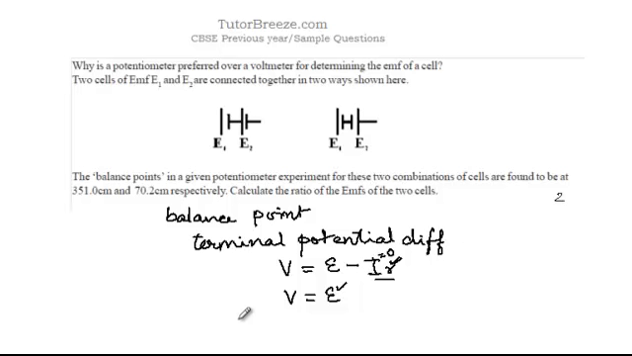But when you are using a voltmeter, then you cannot measure the voltage across a cell unless some current flows through it. So what you actually measure is V is equal to E minus IR, or you measure the terminal potential difference with a voltmeter.